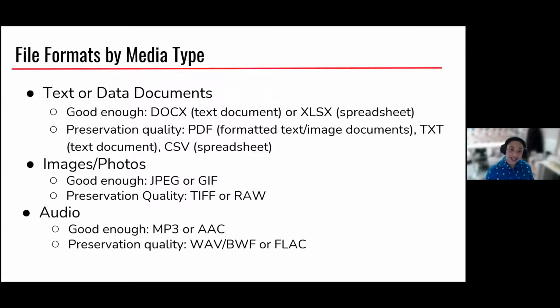But for, say, text files or your data documents, you can use programs such as Microsoft Word or Excel to convert those formats to a current version of Word or Excel. So your DocX or your XLSX, which are the current versions of that. If you just have a DOC or XLS file, you can open it and save it, or save as if you want to retain the original file format. You can use those current versions.